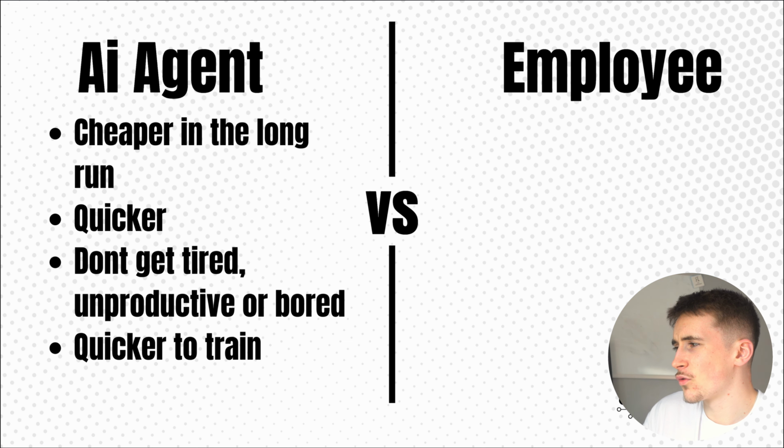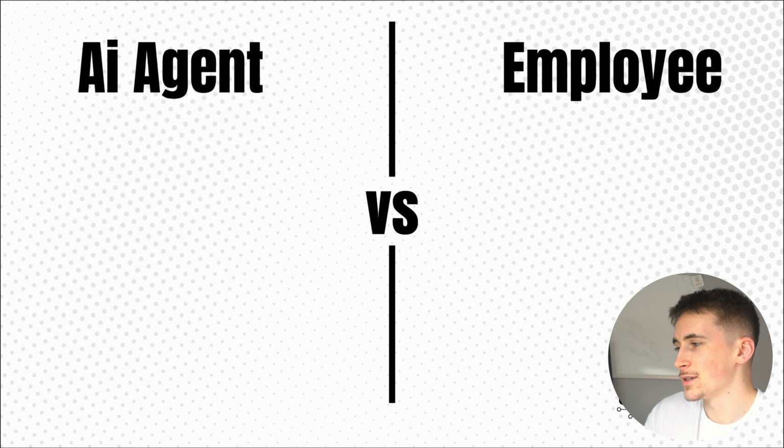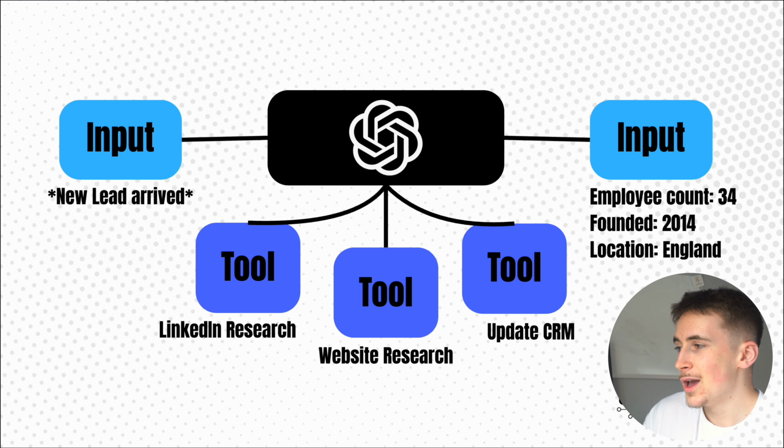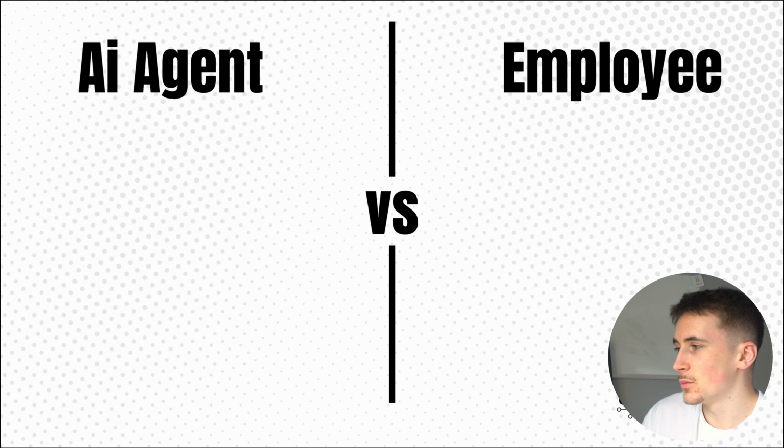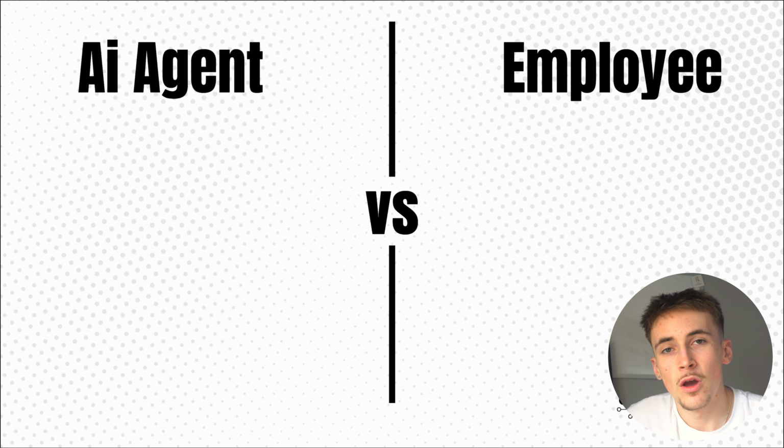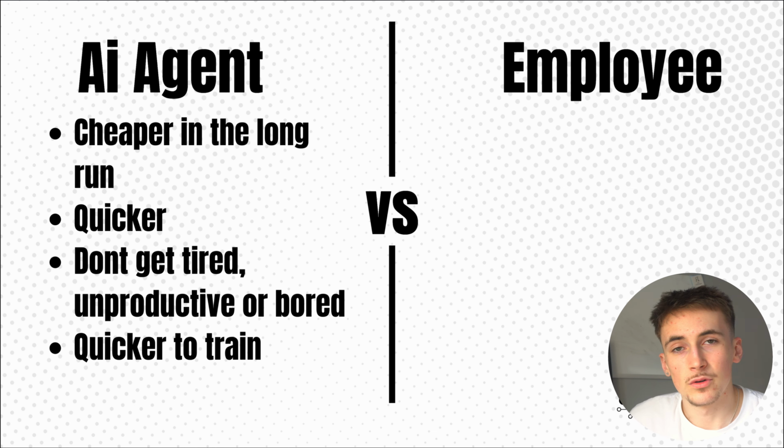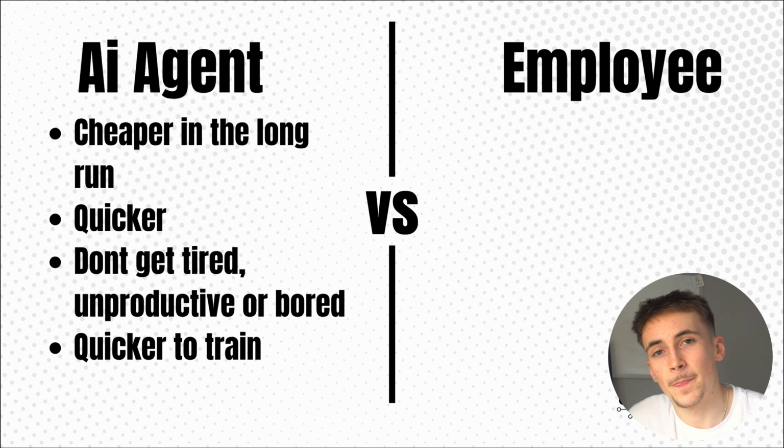So cheaper in the long run, when you build, let's say this agent that we saw before, an agent like that, if you were going to hire someone to do that, that might cost you, I don't know, $1,000 to $2,000 a month. But if you were going to pay someone like me or someone else to build an agent for you to do that, it might cost $3,000 to $5,000. So obviously upfront, it's going to be a little bit more expensive than hiring a person.